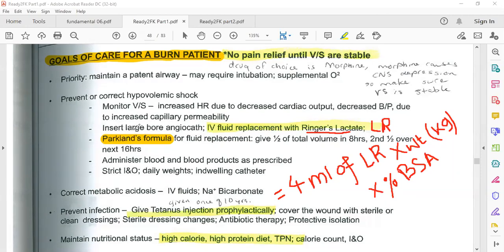So insert a large bore angiocath. IV fluid replacement is most important. It can save the patient's life. So if the NCLEX board asks what is the best route for pain medication or IV solution, we say IV line. So IV fluid management is most important, right? So what fluid do we give to the patient?